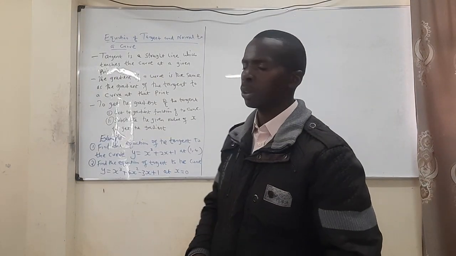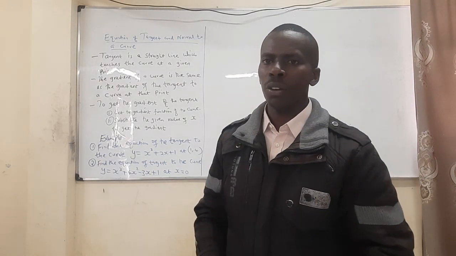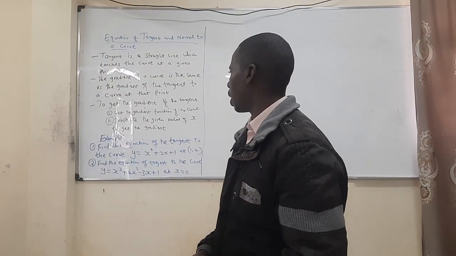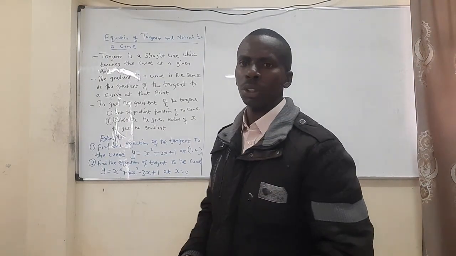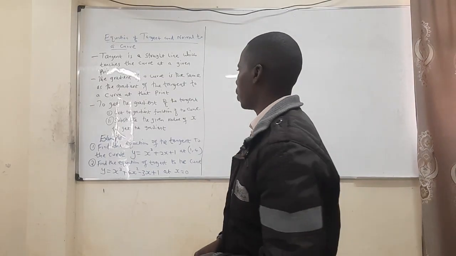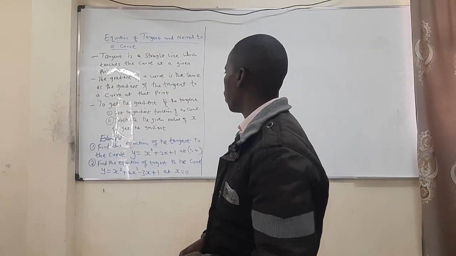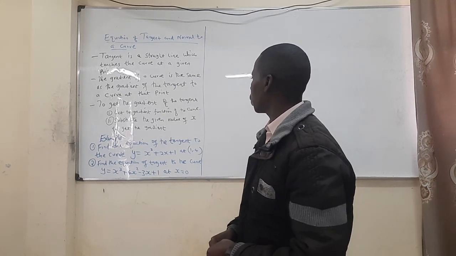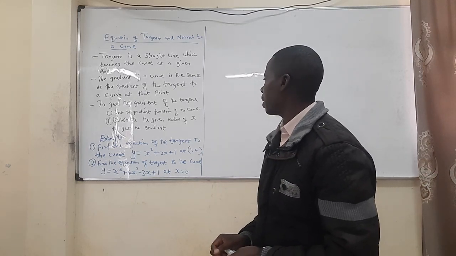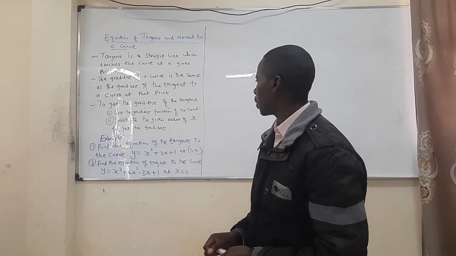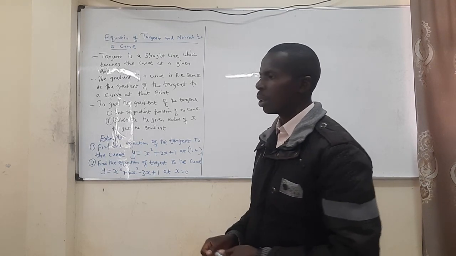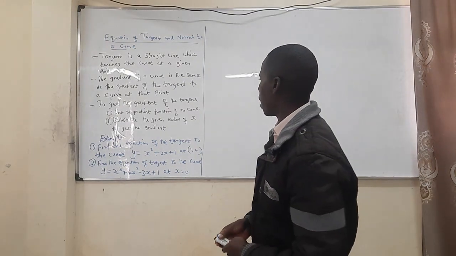We see how we can get the equation of a tangent and also later the equation of a normal to a curve. So we have example 1. We are to get the equation of a tangent to a curve y equals x cubed plus 2x plus 1 at a point (1, 4).